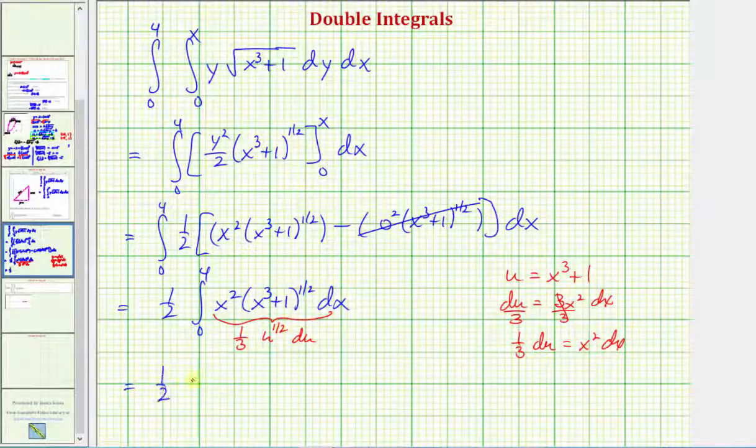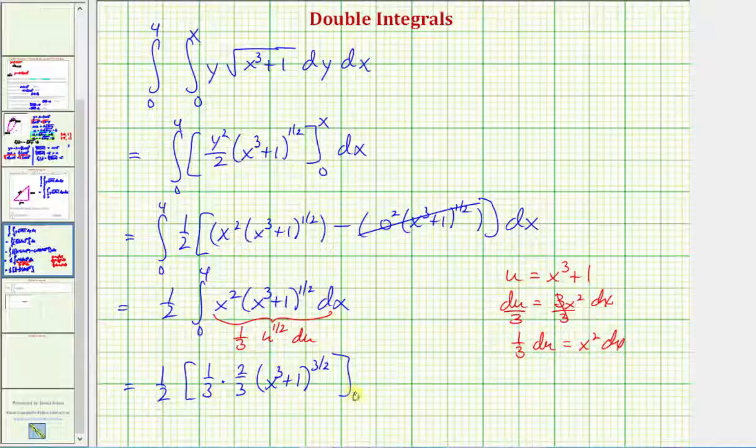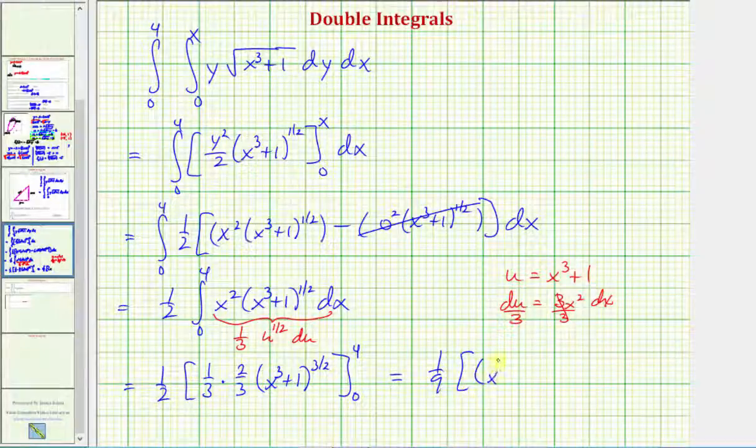So we'd have 1/2 times, with respect to u, we'd have 1/3 times u to the 3/2, and then instead of dividing by 3/2, we multiply by 2/3. So with respect to x, we would have 1/3 times u to the 3/2 would really be the quantity x to the third plus 1 to the 3/2. Let's go ahead and clean this up a little bit. 1/2 times 1/3 times 2/3 would be equal to 1/9. So we have 1/9, and here we just have the quantity x to the third plus 1 to the 3/2, which we now need to evaluate at 4 and 0 and then find the difference.